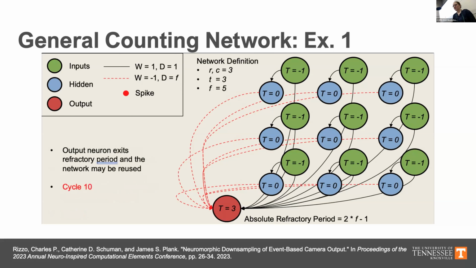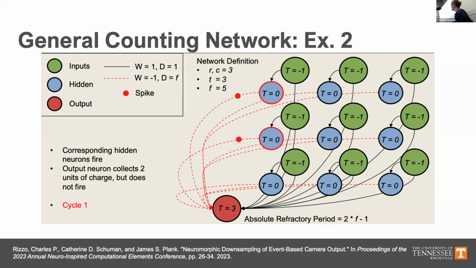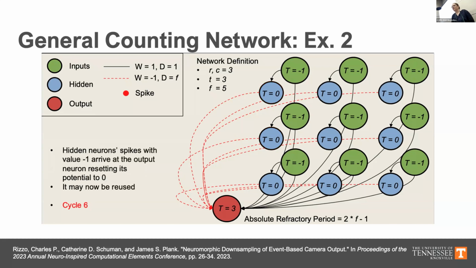If you don't happen to have 3 that fire at any one time, so let's say we have 2 here, this is where those inhibitory connections come in, because the potential in that output neuron is going to be 2. We still have 2 spikes that are coming in that are inhibitory. Those are going to hit and cause that neuron's potential to go back to 0, and now the network is ready to be used again. So this can be used in a streaming fashion as long as your neuromorphic system is running fast enough that it can collect data in that streaming way.